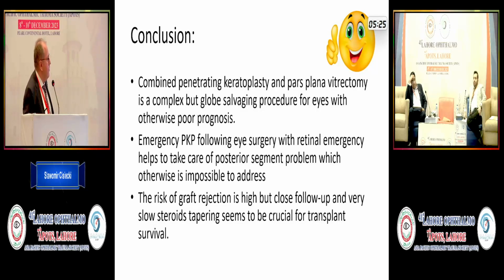So the take-home message is we don't need, in every case, a Landers-Eckardt keratoprosthesis. A normal soft contact lens is enough.